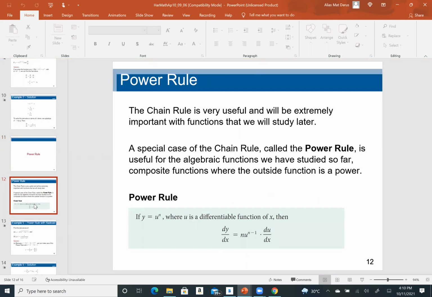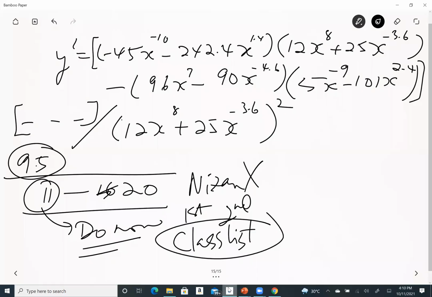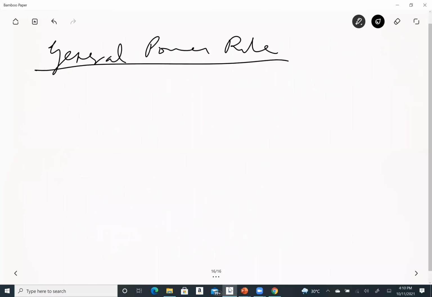Okay, example is something like this. If we have equation, alright, something like this. So this is general power rule. Because the power rule kita dah pakai ada dulu. We use the power rule already, 9.4. So now it's general power rule. So suppose we have something like this. Kita tengok example dulu.